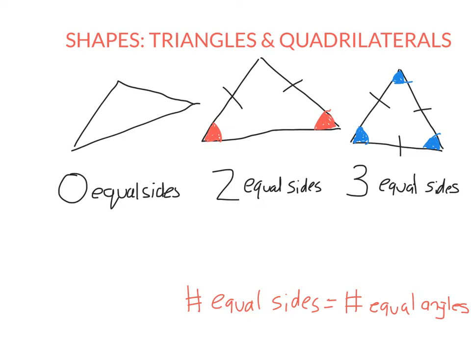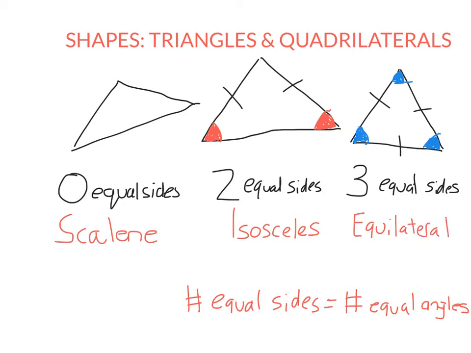So a triangle with no equal sides and no equal angles is said to be scalene. You would have come across that term before. If it has 2 equal sides and therefore 2 equal angles, we call it isosceles. And if all angles are equal, then all sides are equal, it is called equilateral.